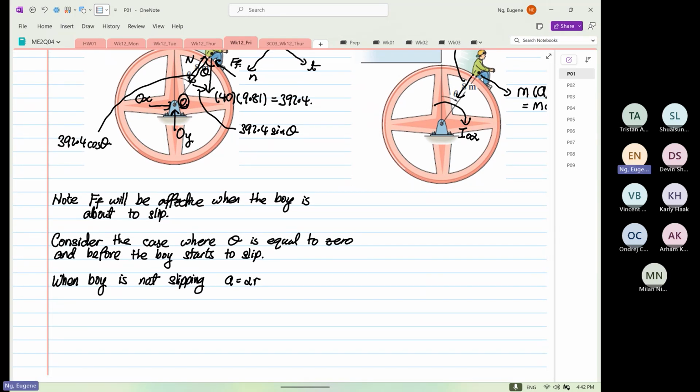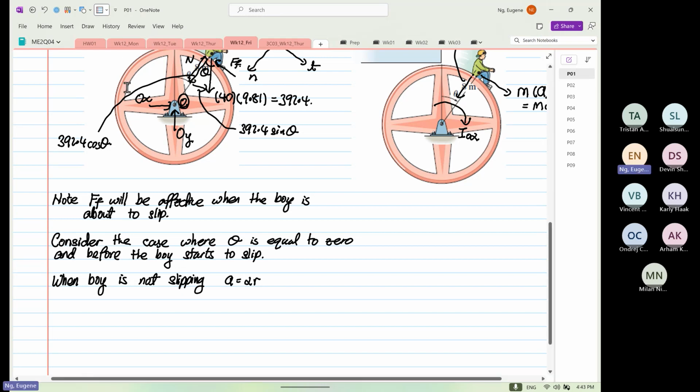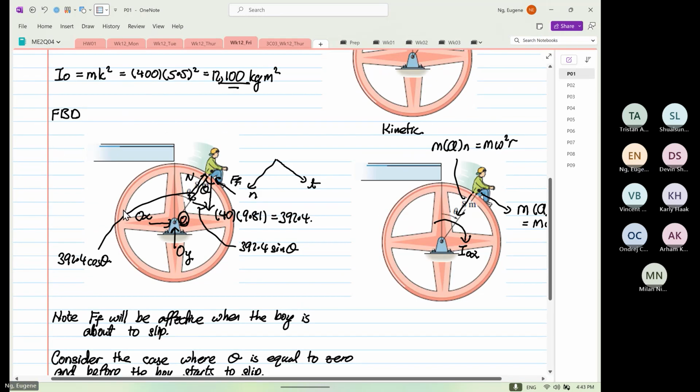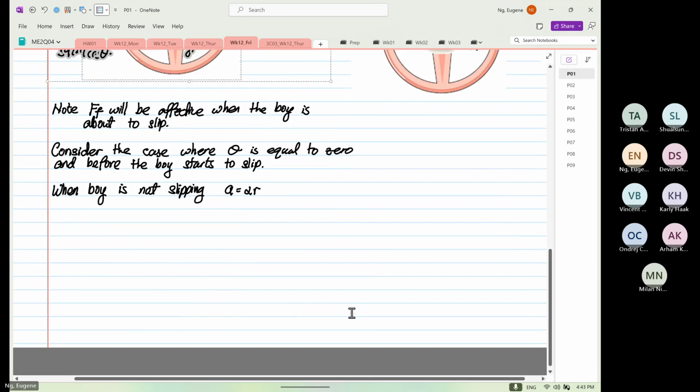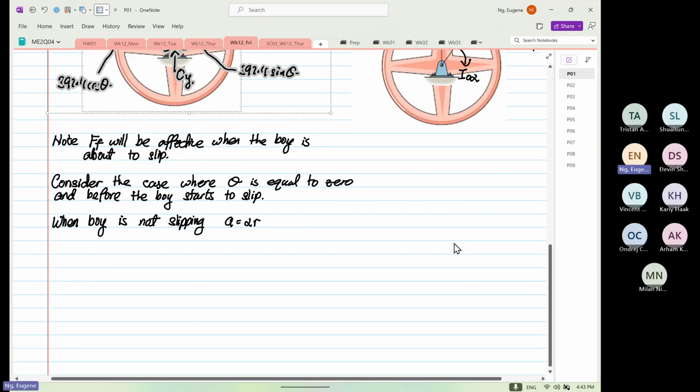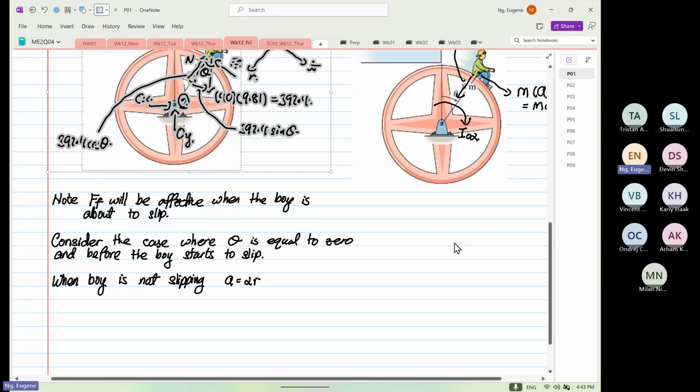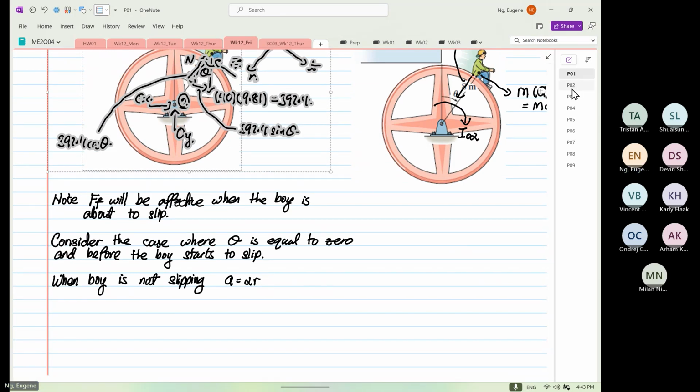Okay. So in this case, we are going to look at when the boy is not slipping. There's no motion. So the boy and the wheel are as one. There's no slipping of the boy. Okay. So from here, we are going to take moment about point O. I'm going to start on a new page. I let you guys finish copying first. You guys finish copying? Okay.